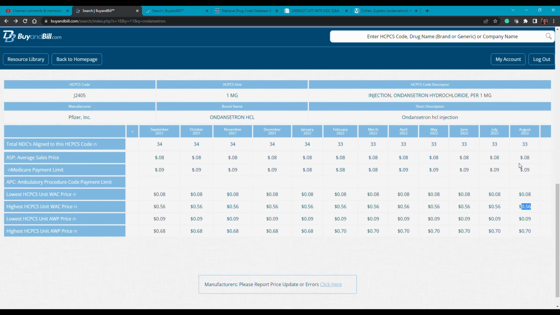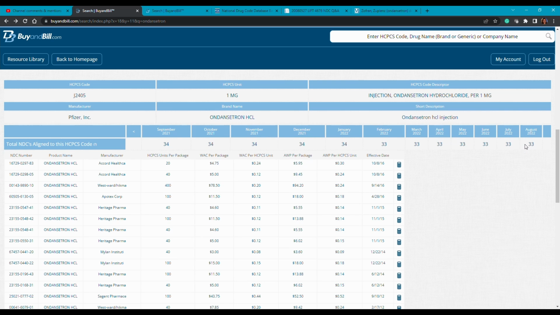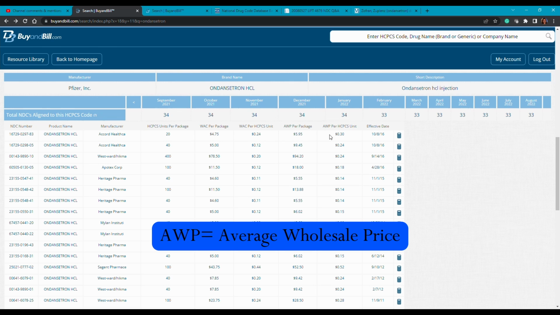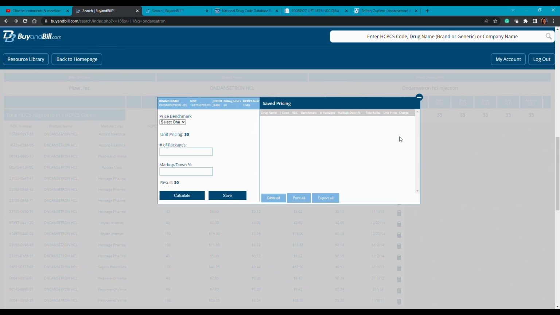And the nice thing about this website as well is you can click on this link right here and it opens it up and it shows you all the NDCs that are aligned to this J code, this HCPCS code, and it shows you the NDC number. You could compare it to what you have in the office and the manufacturer. It tells you how many units come in the package, what the WAC price is per package, what the WAC per HCPCS units is, and the AWP if you're going to bill off that. And then you can also click this little calculator and it will help you try to figure out the pricing of the drug as a whole.